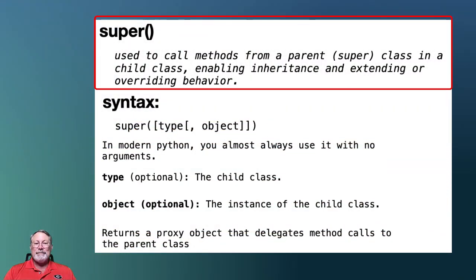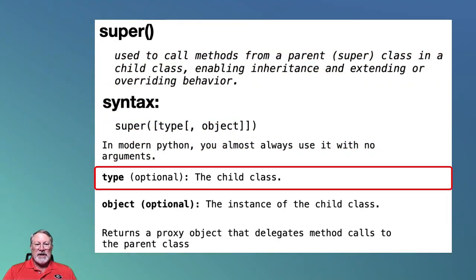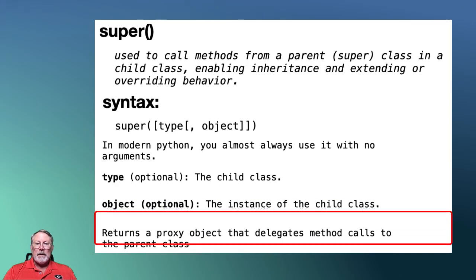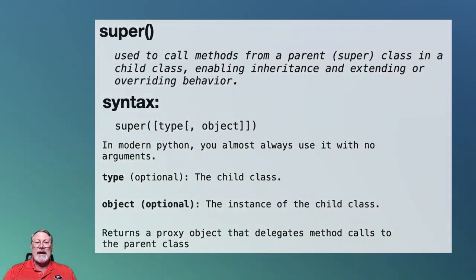It's a Python built-in function that gives you access to the methods of a parent class. Here's the syntax. Here, type is optional, and it represents the class whose parent is being referred to. It defaults to the current class. Also optional is object or type. Here you provide the instance or class that is used to determine the method resolution order, or MRO. The result is a proxy object that delegates method calls to the parent class.